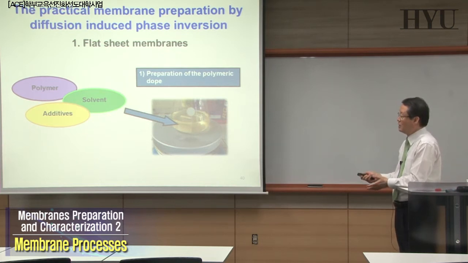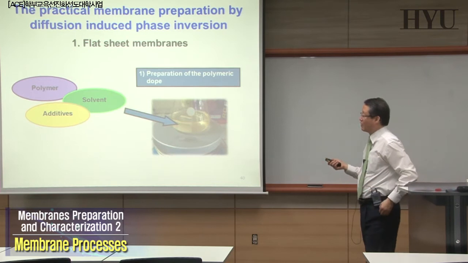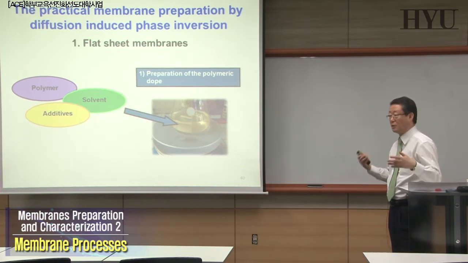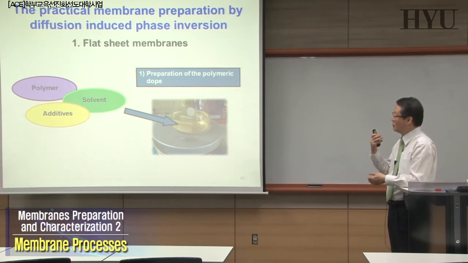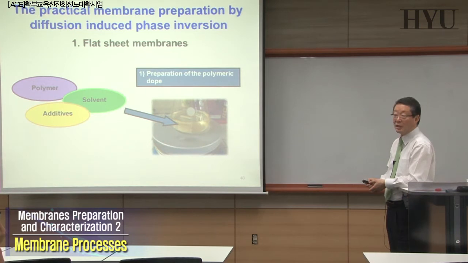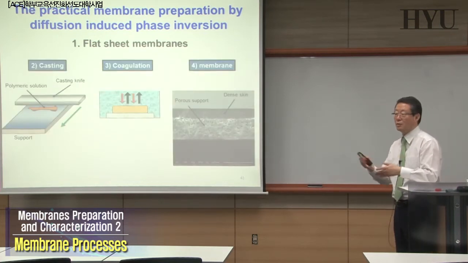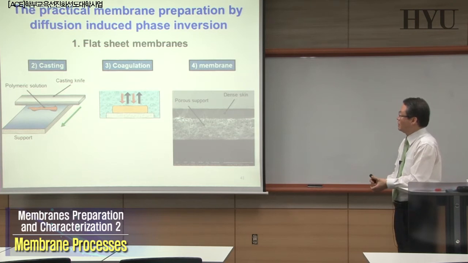So it's not that easy, although it looks very simple to make a membrane: to prepare the dope solution and just cast it, evaporate, or coagulate it. It was regarded as an art about 50 years ago. But right now, there's a lot of science in choosing the right polymer, right solvent, and right additives. So we will try to touch upon how we can make these flat sheet membranes and further on the hollow fiber systems.